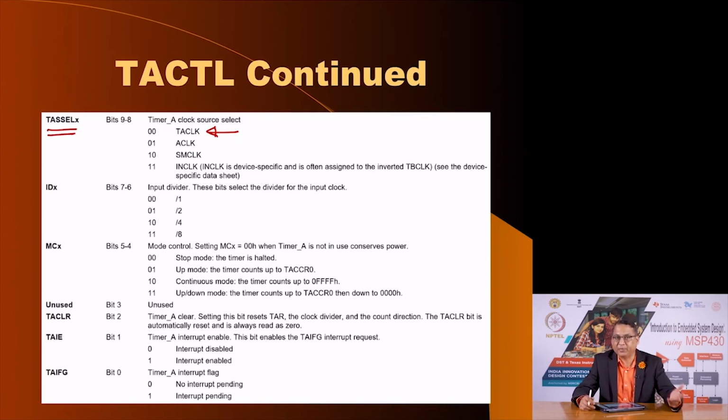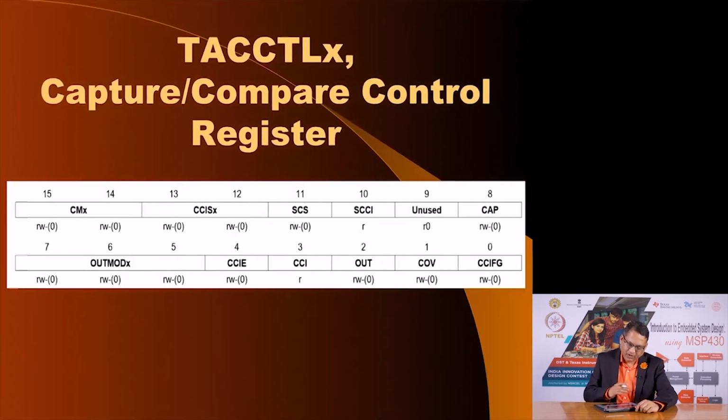This would be mapped to a pin. We will see which one. You could, if you like, divide the signal coming there, but we may not want to do that. And then you want to decide whether you want to operate the timer in up mode, continuous mode or up-down mode, and then whether you want to have the interrupt associated with the timer and the flag which tells you whether an interrupt is pending or not.